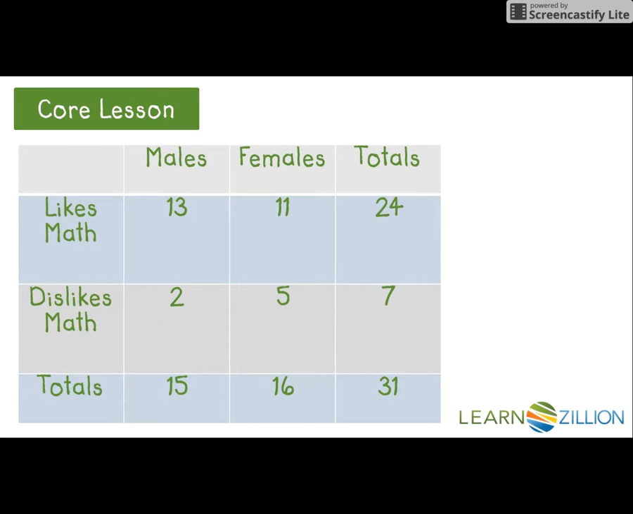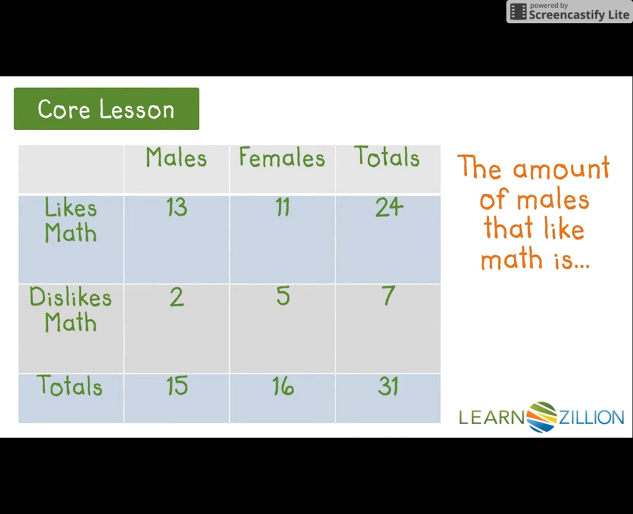These frequency counts can be used to calculate probabilities. For example, if we only looked at the amount of males that like math, we can say that out of 15 males in the class, 13 like math. So, 13/15 is 86.6% repeating. This probability compares just one category to its total. This type of calculation is known as a relative frequency.